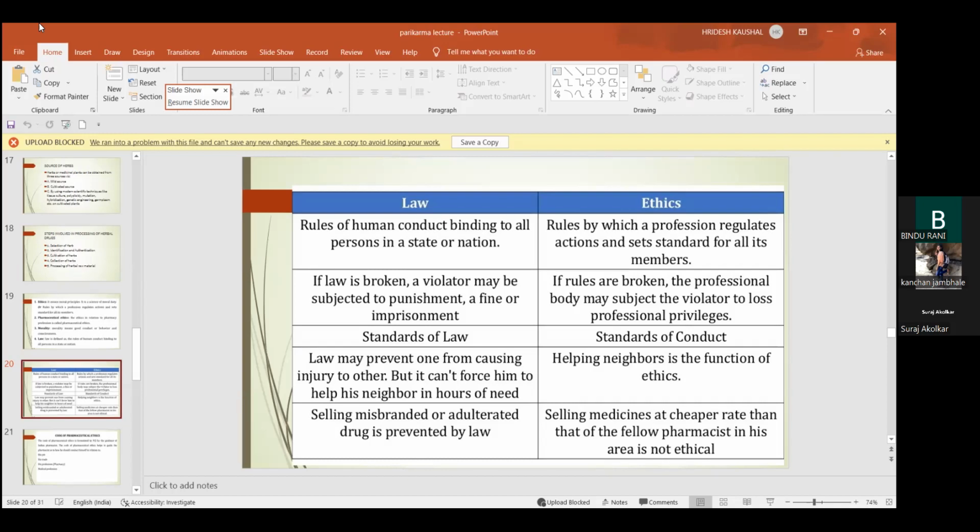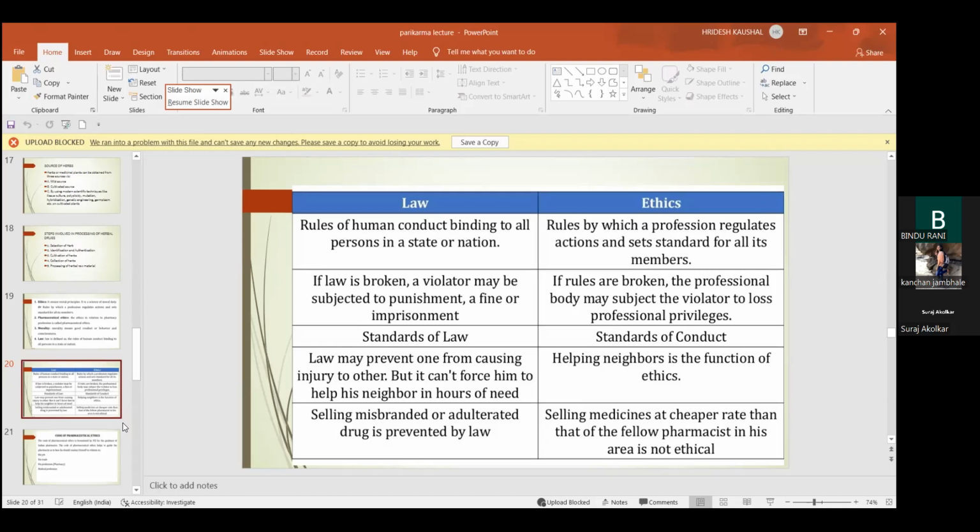Selling adulterated drugs is prevented by the law. Selling medicine at a cheaper rate than a fellow pharmacist is not in the area of ethical conduct. So this is the basic difference between law and ethics.